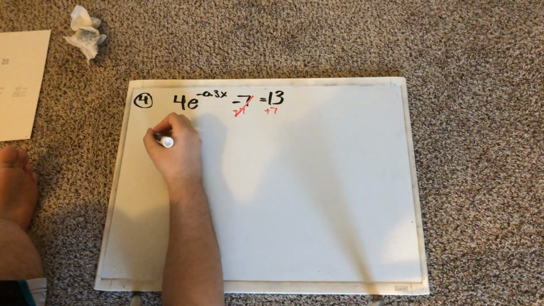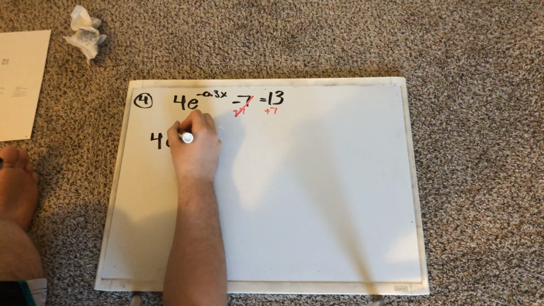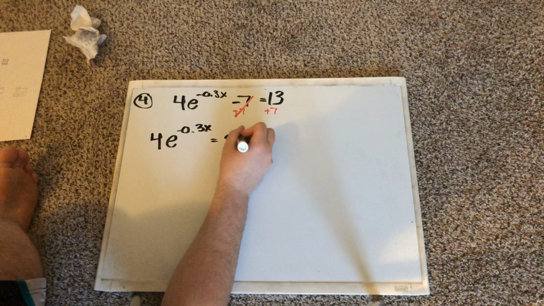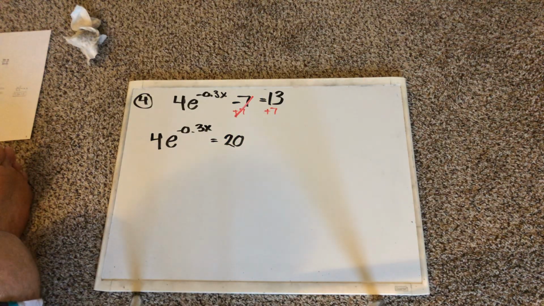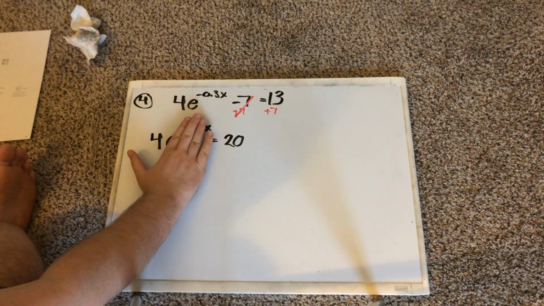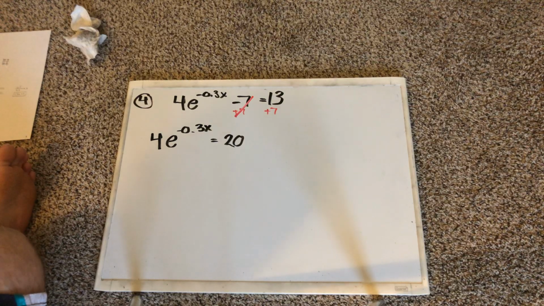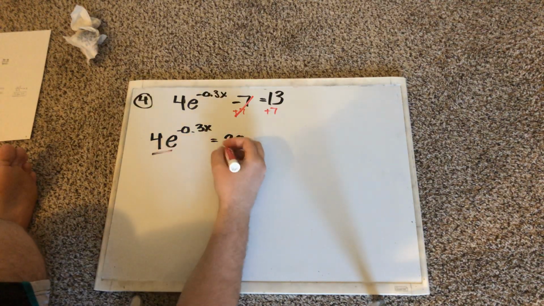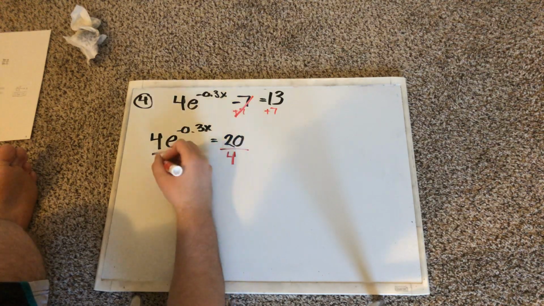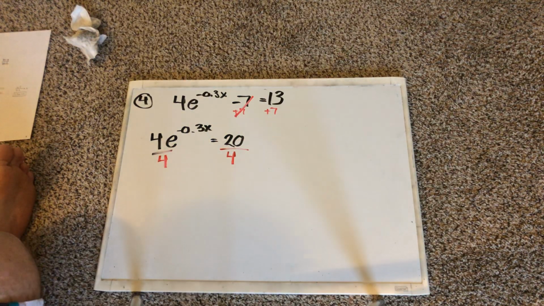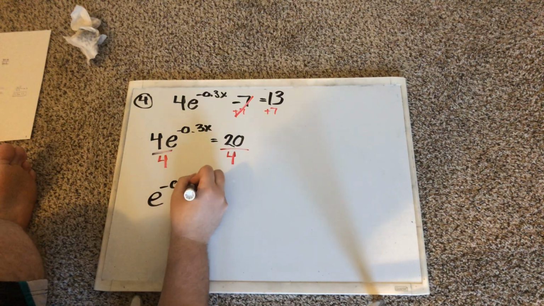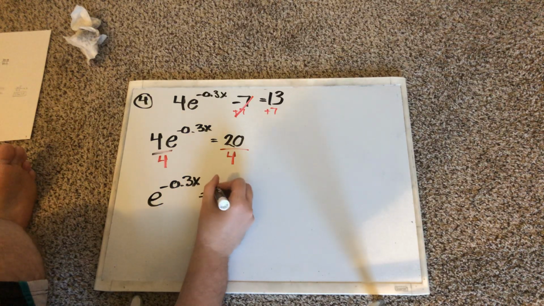And we get 4e raised to negative 0.3x equals 20. We'll just pretend like this negative 0.3 doesn't exist. How to get e by itself? We would divide both sides by 4. So I get e raised to negative 0.3x is equal to 5.